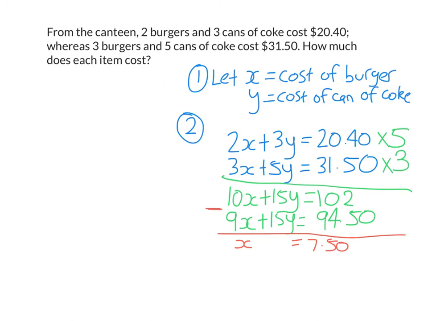Now I need to find the cost of a can of Coke. Once again, I substitute into either equation. Doesn't matter which one. I'll just choose this bottom one here. So I get 3x plus 5y equals 31.50. You know how to solve this. I'm going to get 5y equals 9, y equals $1.80. So I found out the cost of a burger is $7.50, cost of a can of Coke $1.80. I just need to write a worded answer in response to a worded question.